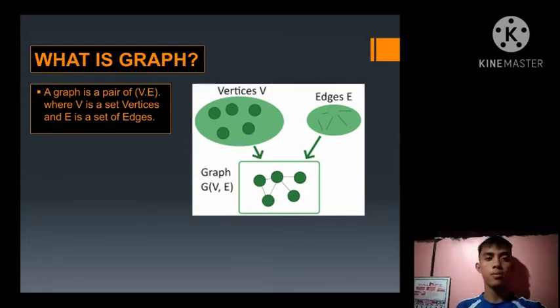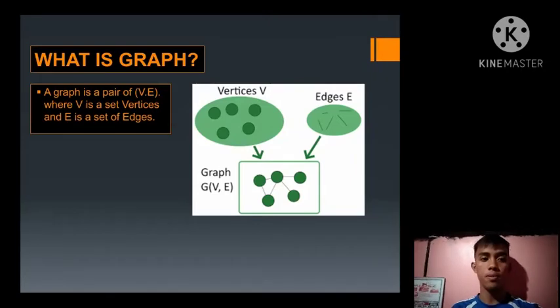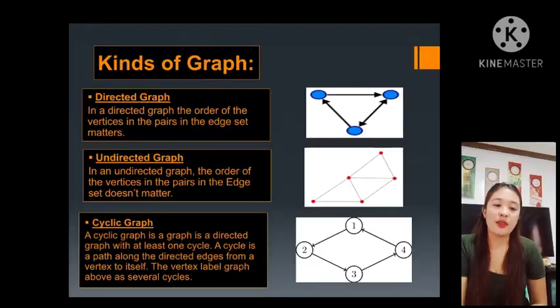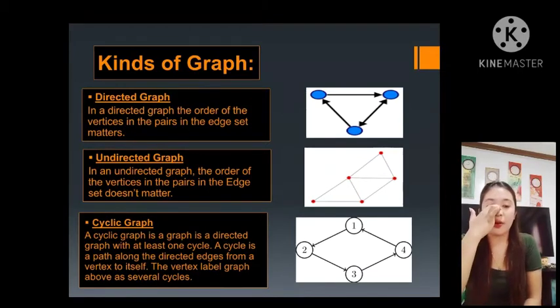So next, what are the kinds of graphs? Here are the examples. Directed graph: the order of the vertices in the pairs in the edge set matters. A directed graph or digraph is a set of nodes connected by edges, where the edges have a direction associated with them. Another kind of graph is the undirected graph. In an undirected graph, the order of the vertices in the pairs in the edge set doesn't matter.